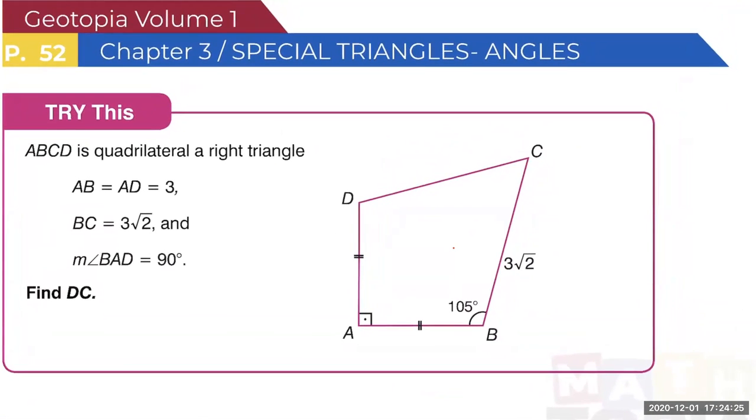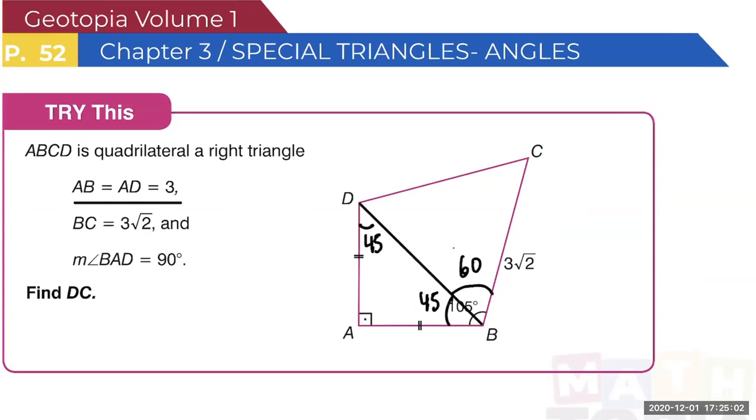This cute, nice side problem from page 52, Geotopia Volume 1 book. What comes to our mind first? I feel like making a right triangle out of this, an isosceles right triangle. 45, then 60. Let's put the given information.